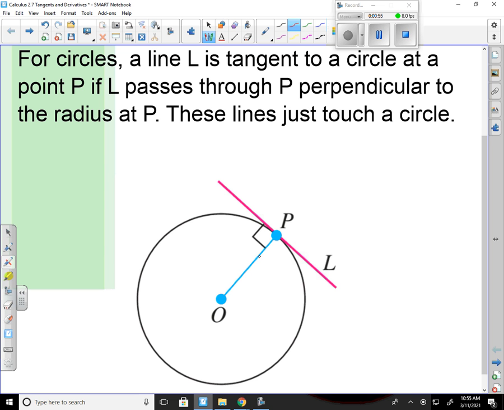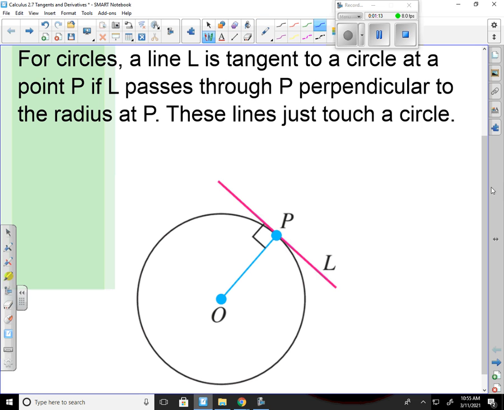Now, this point P can be anywhere on the circle. So right now I have it just touching at the point P. My line goes through that point and touches the circle directly there, but nowhere else. And we've learned about tangents before. We've seen the way that they work.